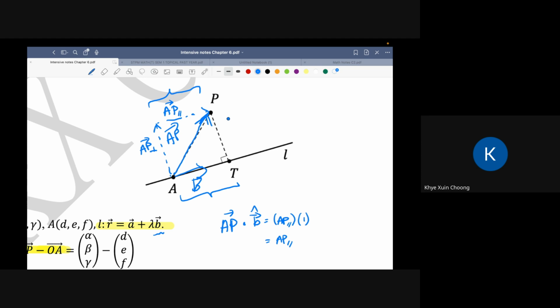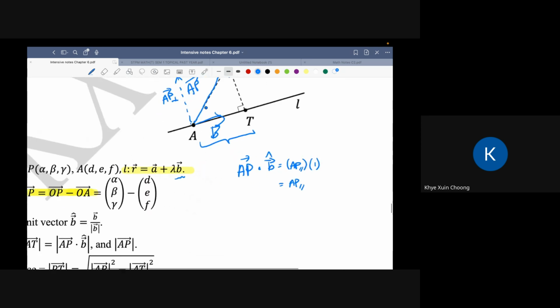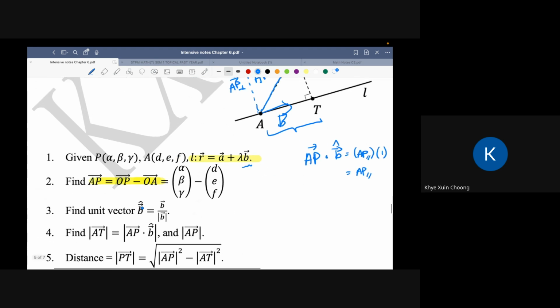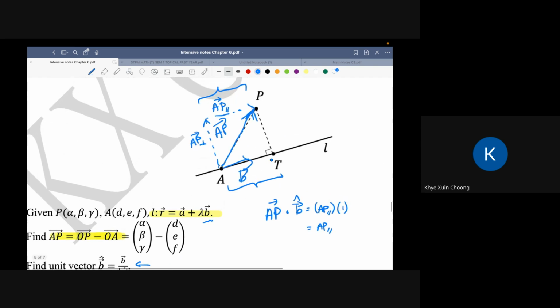Why don't we want to directly find PT? Because we don't have a vector that is along this PT. We just have one vector that is along this line. So we find AT first. So we don't dot with the whole vector. You dot with the direction vector, the unit vector. That's why you find the unit vector first. If you dot with the whole vector, it will multiply by some other values which might make the length longer or shorter.